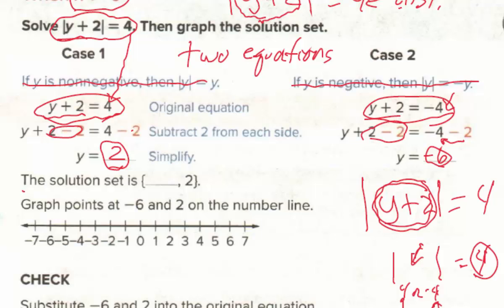Now they do want us to write the solution set in roster form. Now remember, roster form is from smallest to biggest, so we're going to take the negative 6 and write it first, and then the 2. Now another way we can show the solutions to this is to graph them. So we're going to go graph those on the number line. We're going to graph the negative 6, which is here, and the 2, which is here.